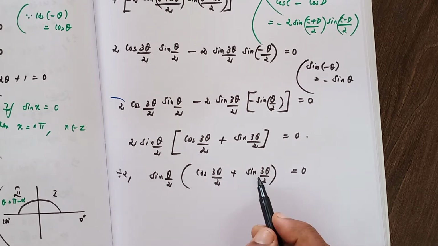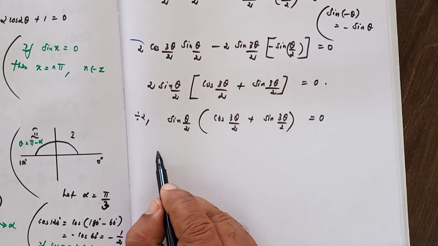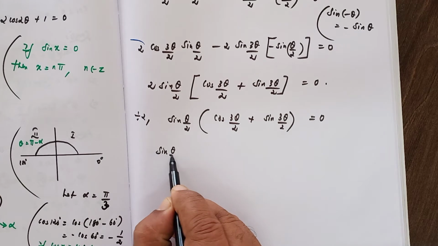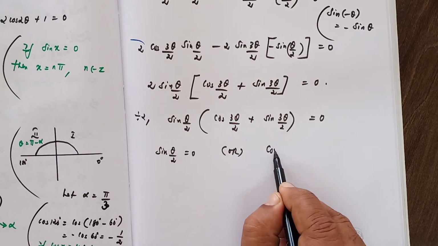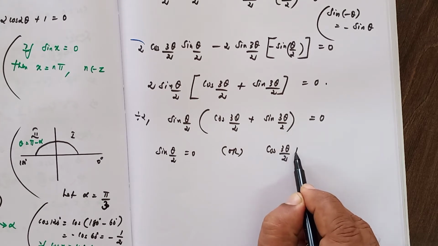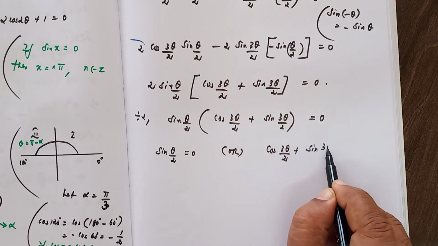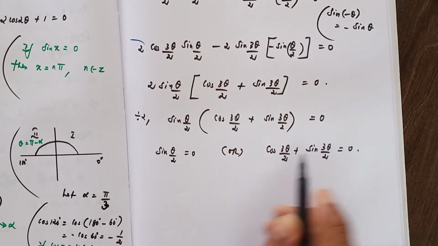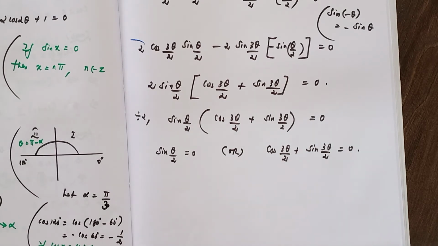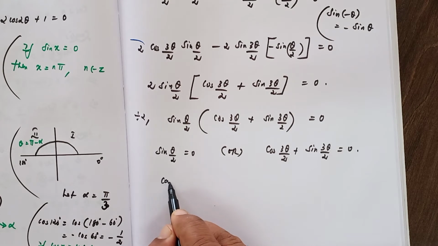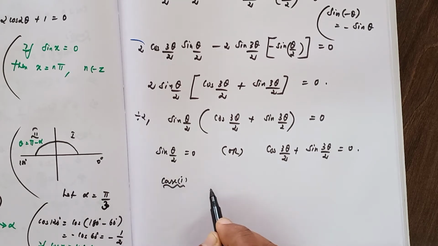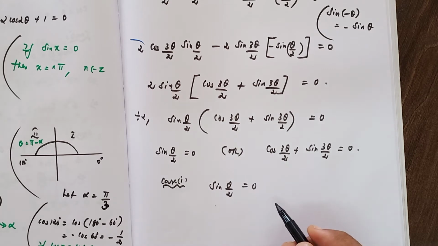Now the product of these two equals 0, which means either sin theta by 2 equals 0 or cos 3 theta by 2 plus sin 3 theta by 2 equals 0. Right? Now case 1, sin theta by 2 equals 0.